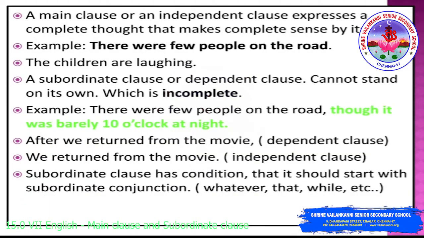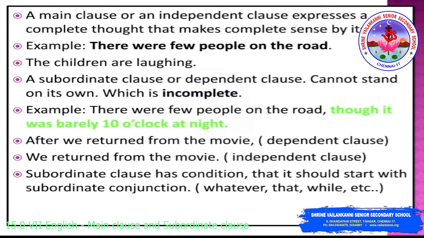A main clause or an independent clause expresses a complete thought that makes complete sense by itself. That is, a main clause is also called an independent clause. For example, there were few people on the road. It is an independent sentence. It is not dependent on any other sentence. It is a complete statement. The children are laughing.